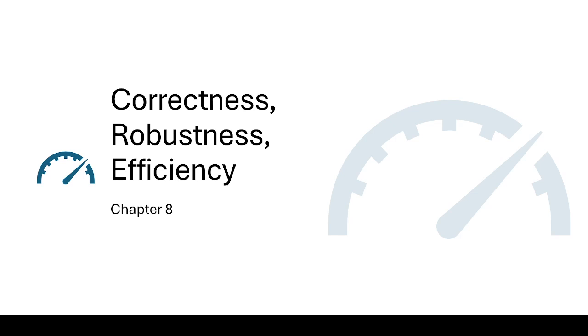Efficient code performs tasks quickly and uses resources like memory and CPU responsibly, making our programs responsive and scalable. Each of these concepts plays a crucial role in building quality software. As we go through this chapter, we'll explore practical techniques to incorporate all three into our code, making our programs not only correct, but also robust and efficient.